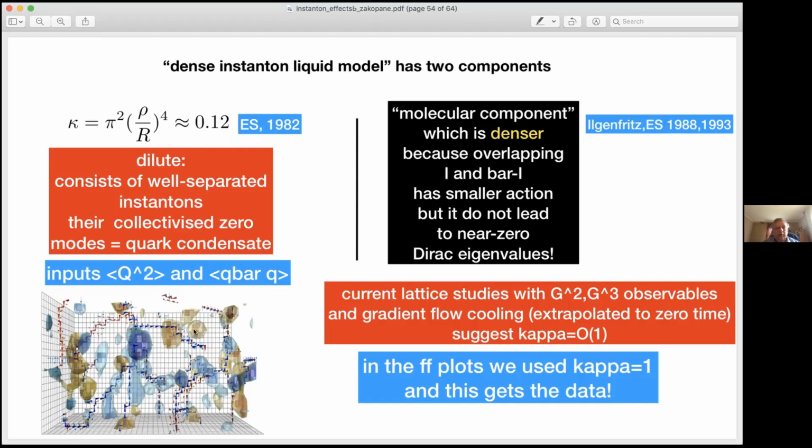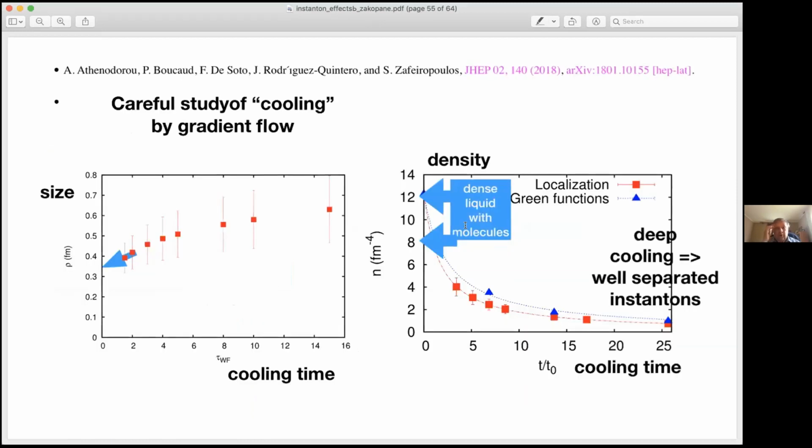If you cool long enough, they disappear. So the question is, do we care about this component and how large is it? Now, this is the result of one lattice work which addressed specifically this issue. This is cooling time. Cooling is now done by gradient flow, proposed by Lüscher. This is some procedure which allows us to define RG and relate this time to RG flow, which is nice.